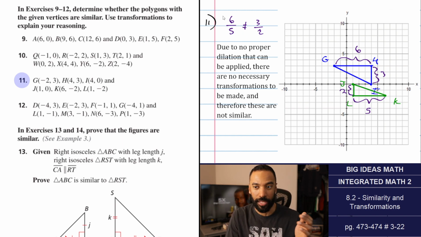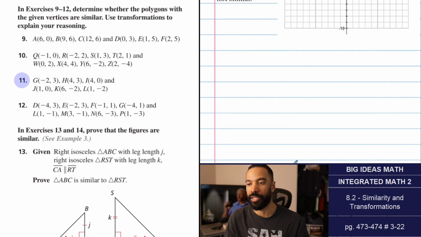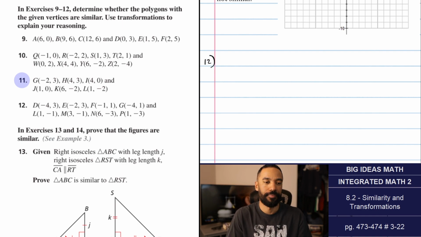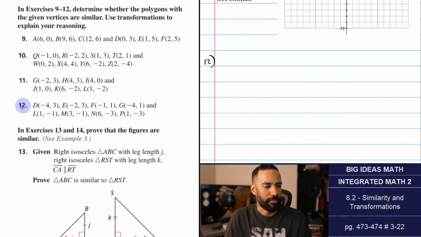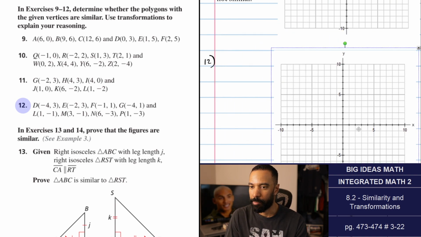Now, this is something, like I said, we'll be doing a lot more of. I don't know if you're going to test whether things are similar, but that's part of a proof of similarity in the future. Scale factors, right? You need a scale factor for it. All right, number 12. Another quadrilateral on number 12.